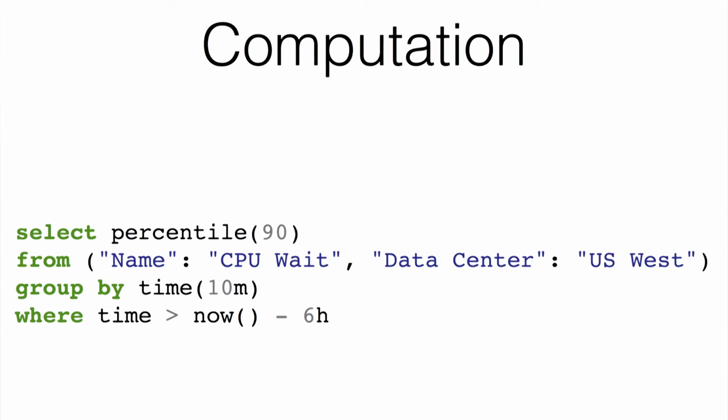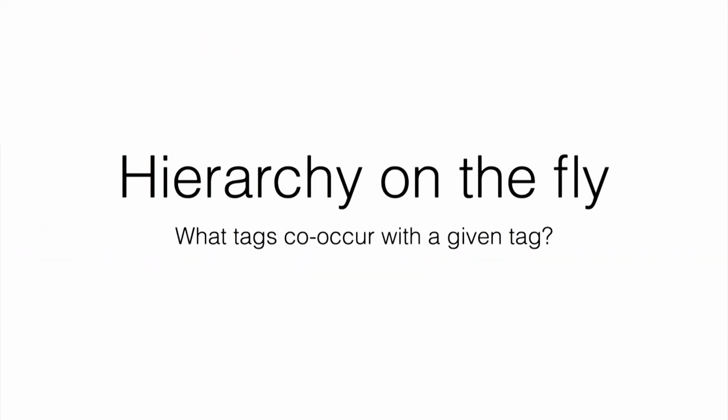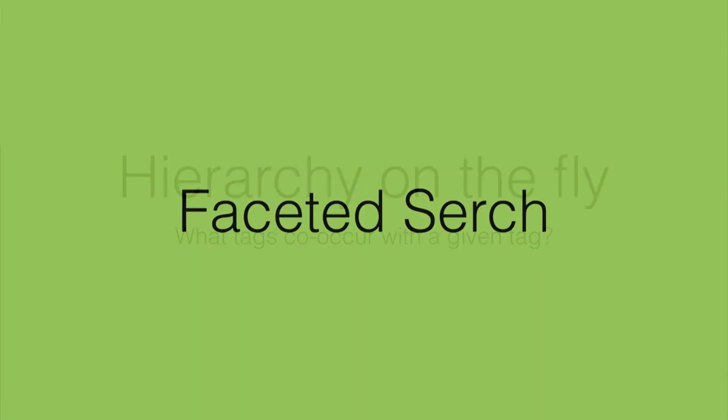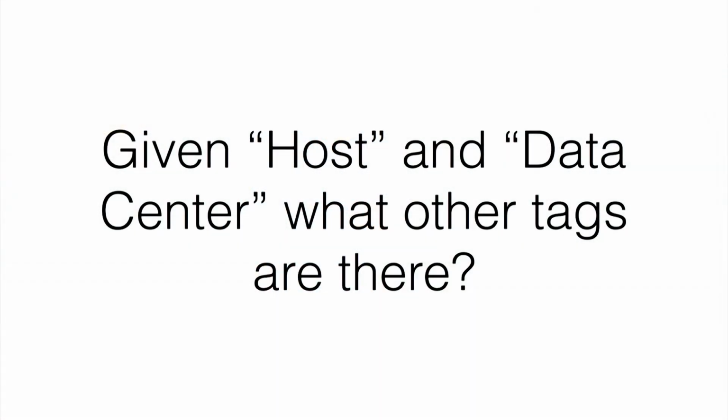And you can also create hierarchies on the fly based on this loose tagging structure, right? What tags co-occur with other tags? And there's a model for this kind of setup for organizing data in this way. I say the model is like faceted search, right? If you go to Kayak and you do a search, you can see, oh, British Airways has this number of flights for this or whatever. So part of this is, given these two tag names, host and data center, what other tags are there? What time series exist that have other tags with them?